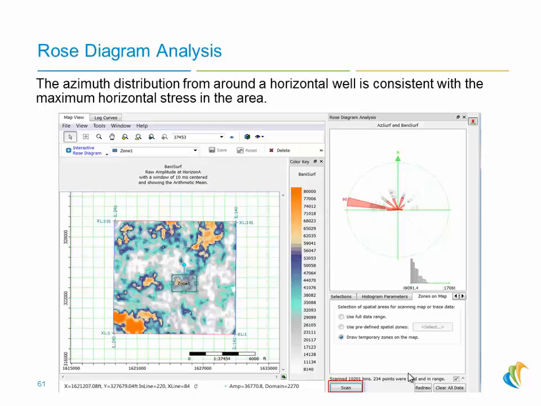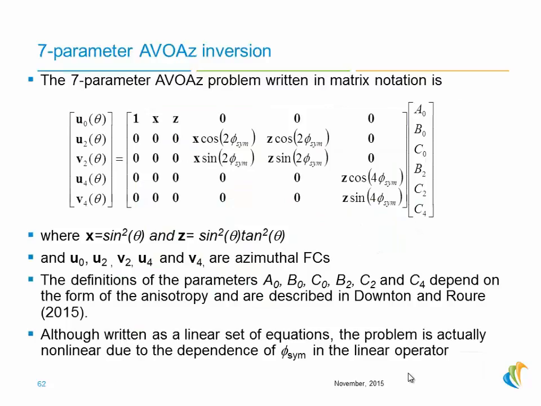Another way of analyzing this type of azimuthal data is to go in and look at it in a rose diagram. You can go in and interactively pick a particular location, and then you get a distribution of azimuths at that particular location. Now, the other way we can go after the symmetry axis is by doing a far offset inversion. And I'm not going to go into the details of this, but I'll just say that we can do a 7-parameter AVO AZ inversion, or also small subsets of it, like the approach that Benjamin and I published back in 2011. That's a 3-parameter inversion, which is a subset of this particular inversion.